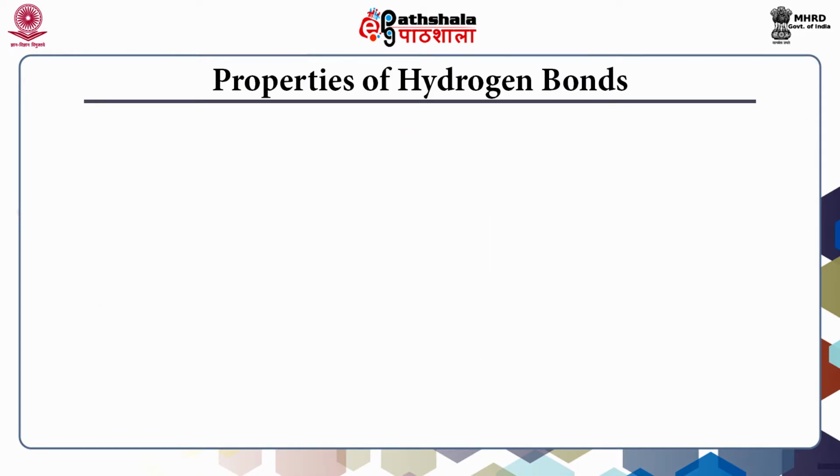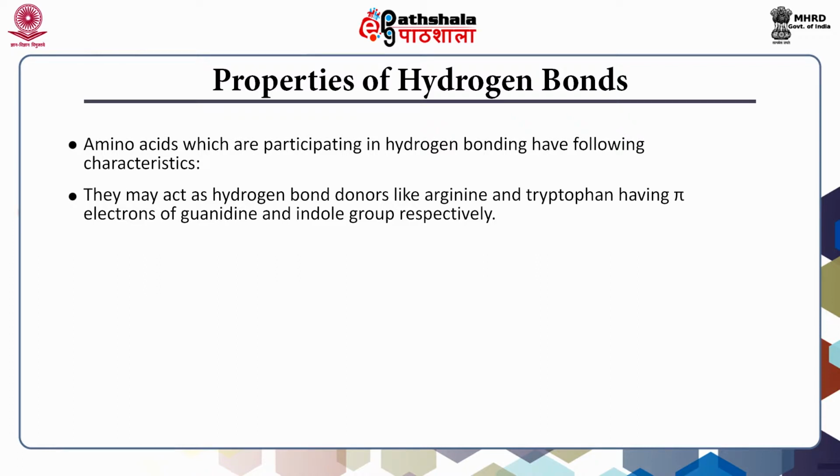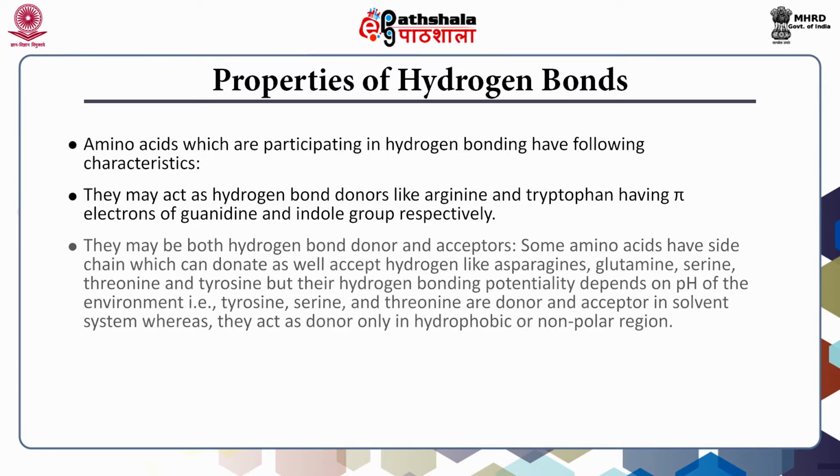Properties of hydrogen bonds. Amino acids which are participating in hydrogen bonding have the following characteristics. They may act as hydrogen bond donors like arginine and tryptophan having pi electrons of guanidine and indole group respectively. They may be both hydrogen bond donors and acceptors. Some amino acids have side chains which can donate as well as accept hydrogens like asparagine, glutamine, serine, threonine and tyrosine, but the hydrogen bonding potentiality depends on the pH of the environment. That is, tyrosine, serine and threonine are donor and acceptor in solvent system, whereas they act as donor only in the hydrophobic or non-polar region.